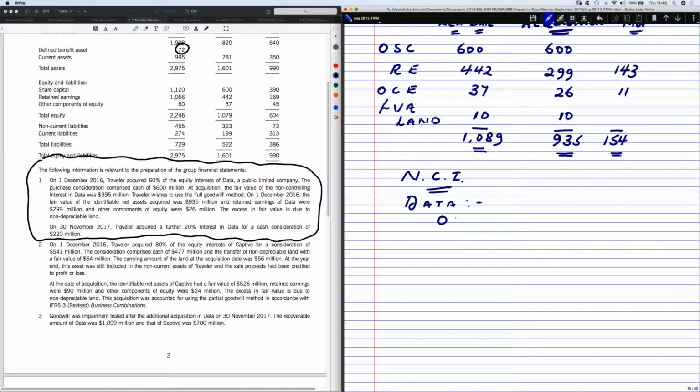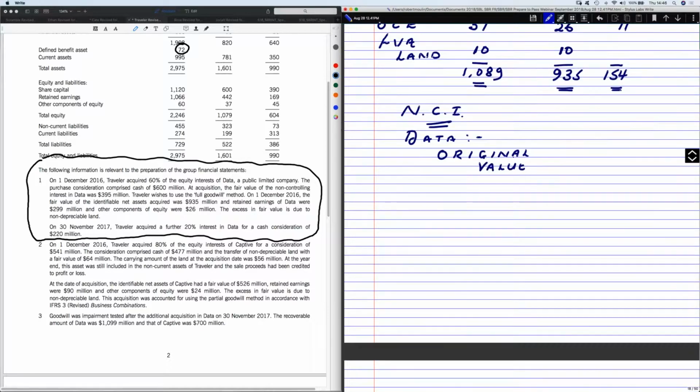Because we have an original value for the NCI, and if we go back to the question, the original value for the NCI, what's the figure? Where's the figure in the question? Let's make sure we highlight these, please. And it looks to me as if the fair value of the NCI is 395. Very good, 395. Thanks, everyone.